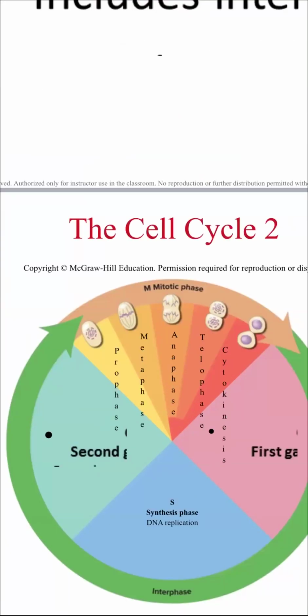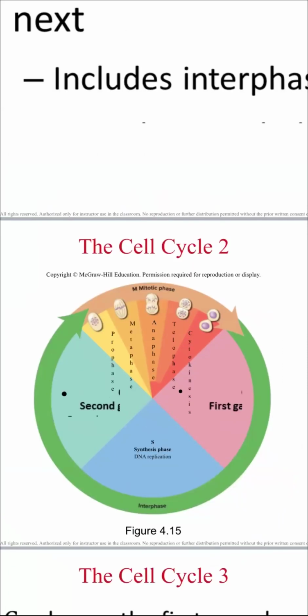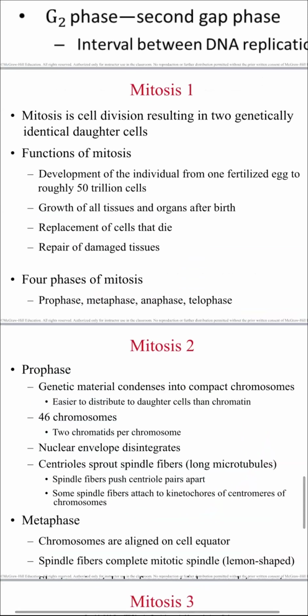We've got all the machinery ready to split things in half. And now we hit what's called the mitotic phase. Now, there is a mnemonic for this, and it's called IPMATC. I for interphase, P for prophase, M for metaphase, A for anaphase, T for telophase, C for cytokinesis. Again, the mnemonic is IPMATC, right?